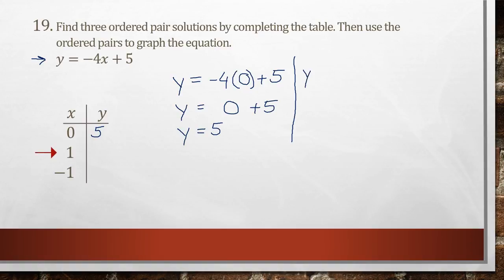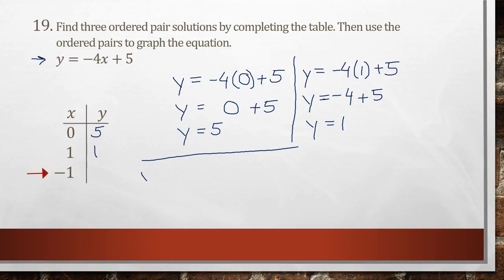So plugging in 1 for x, we get y equals -4 times 1 plus 5, which is y equals, so a -4 times 1 is just -4, and then plus 5, different signs, subtract, keep the sign of the larger number, so my answer is going to be positive, and 5 minus 4 is 1. So my y value for the second point is 1, and then I have to do it one more time.